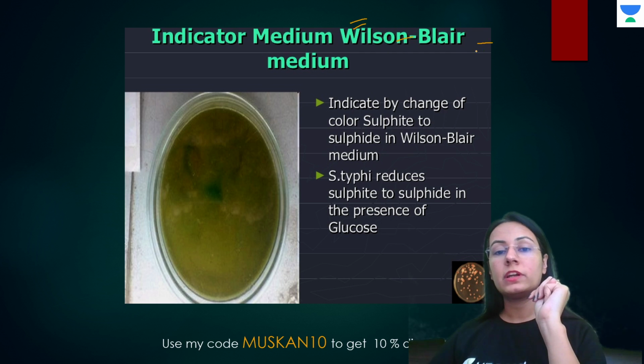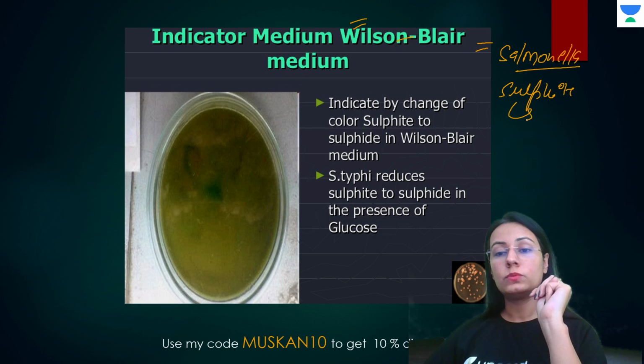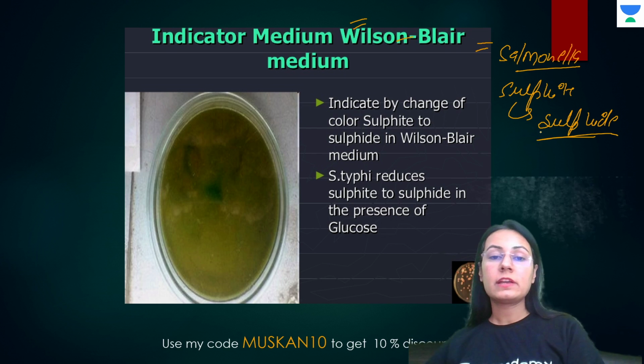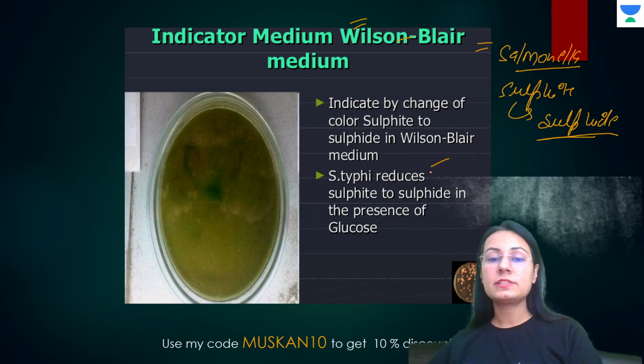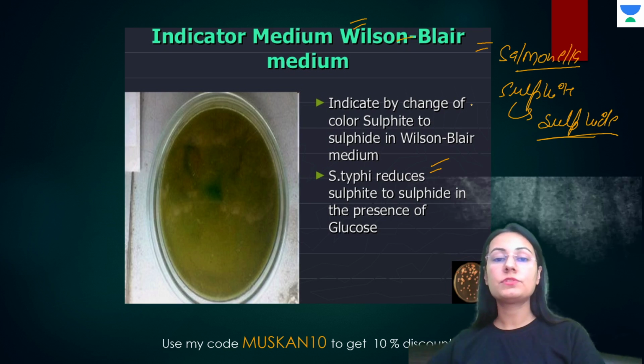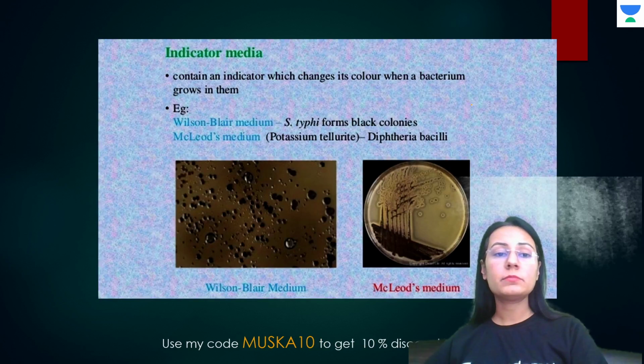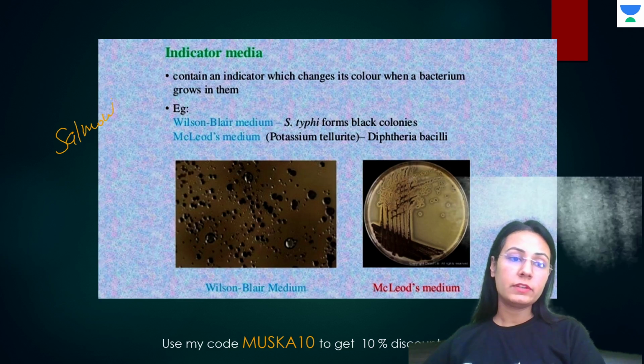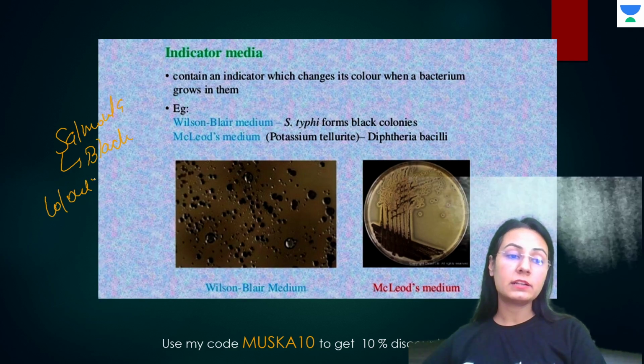Indicator media is what we are using for Salmonella, that is reducing the sulfide to sulfide. Okay, indicator media, that is the Wilson Blair media, for Salmonella and Shigella we use the Wilson Blair media. Now the Salmonella will produce what? Will produce the black colored colonies.